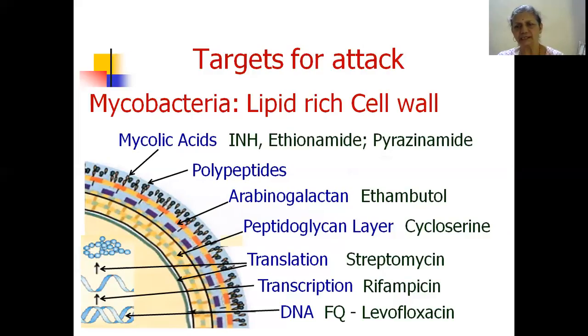So these are the various targets in the mycobacterial cells where these different drugs attack. And you can see that we combine drugs having different mechanisms, which gives us a more synergistic effect and less chance of cross resistance between them, because their targets are different, and usually the targets being modified is one of the common mechanisms of development of resistance.